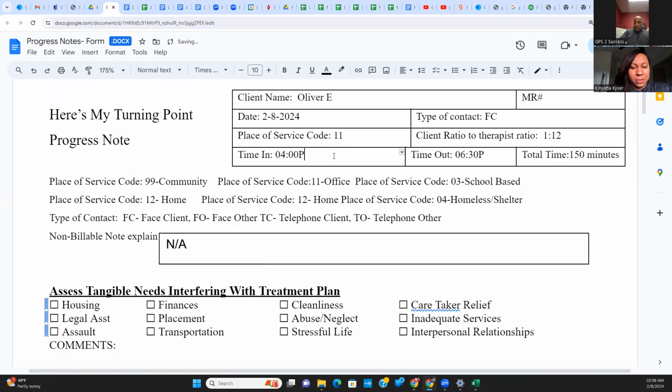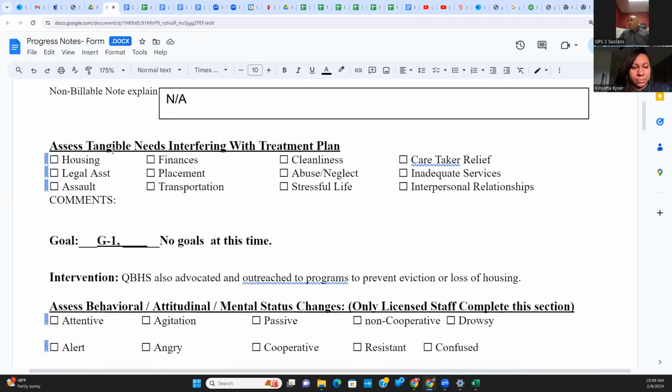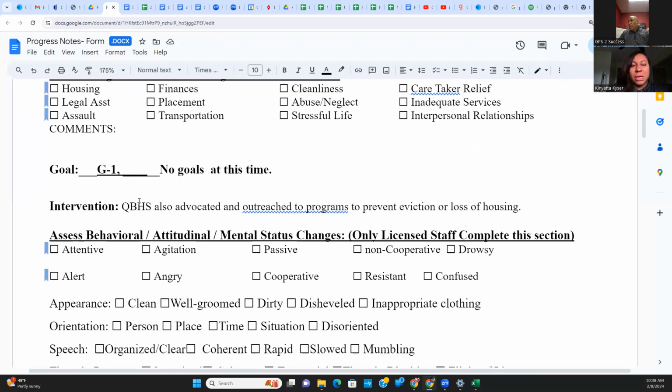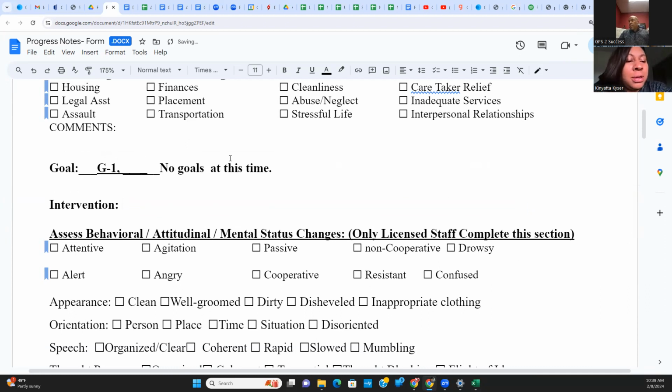So is this for H2020? Yes, I see H2020, I guess. Assess tangible needs interfering with the treatment plan. It's a group though. Right. So it might be one person in the group that y'all may have to pull to the side, but it might not. In more cases than not, there's not going to be anything there. Okay. So there are no comments.